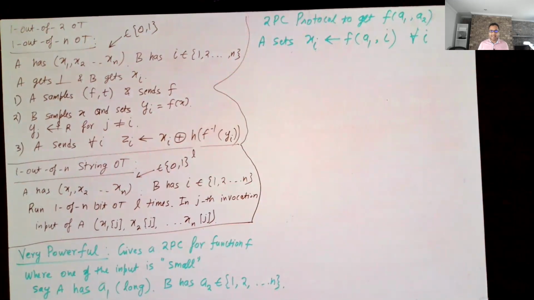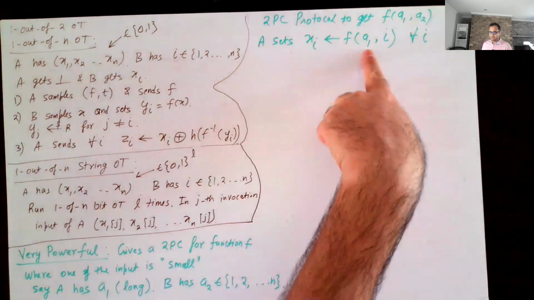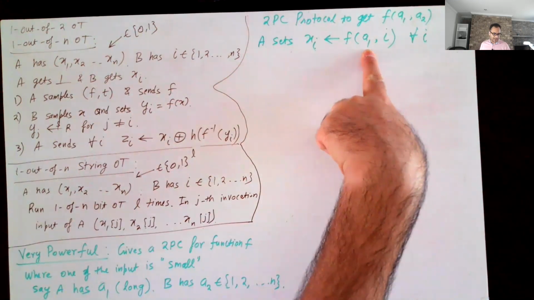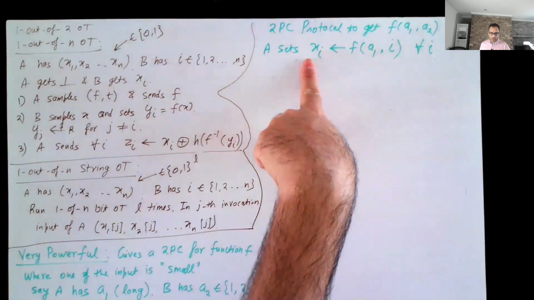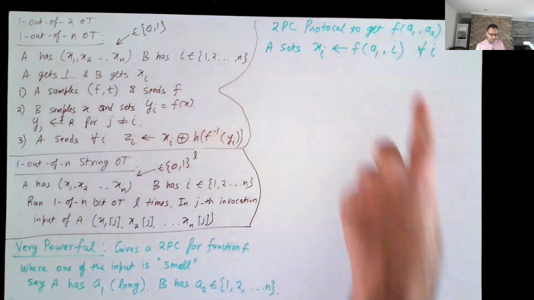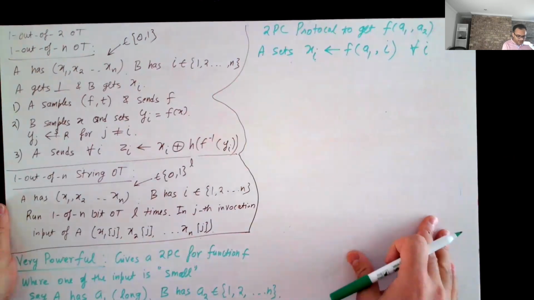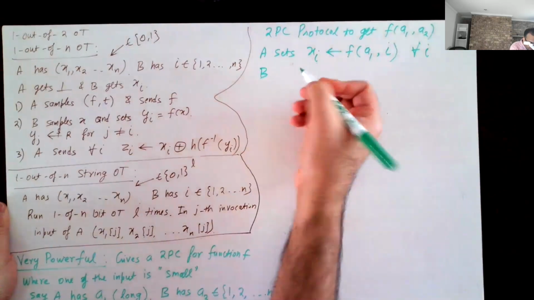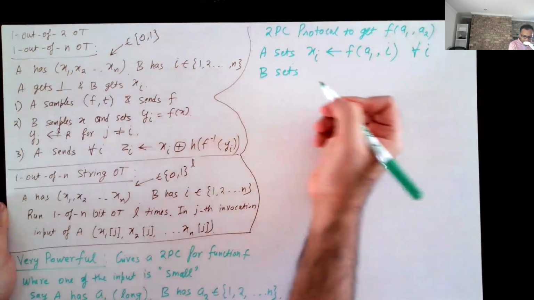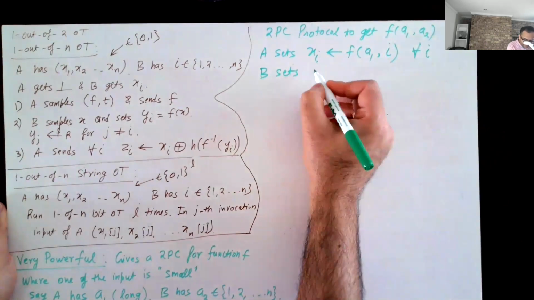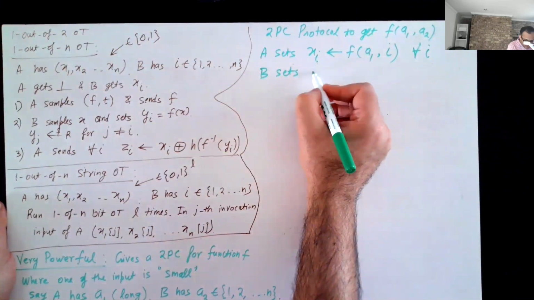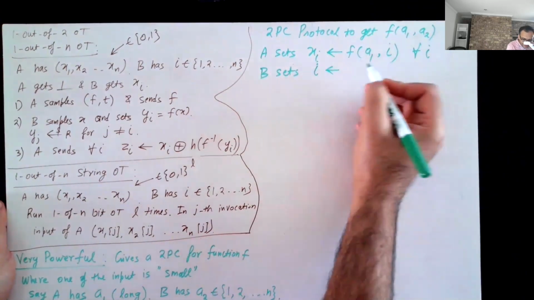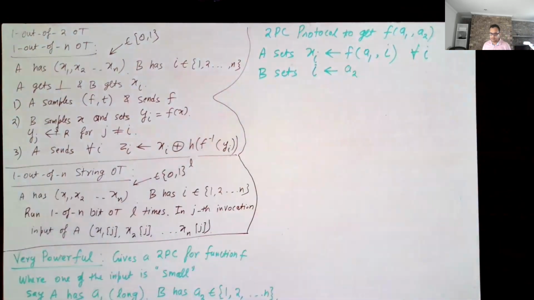Okay, so A starts with some input A1, and A has to run an oblivious transfer. So A computes the inputs for the oblivious transfer protocol as follows. Xi is f of A1 comma i. And B sets i to be exactly equal to A2.